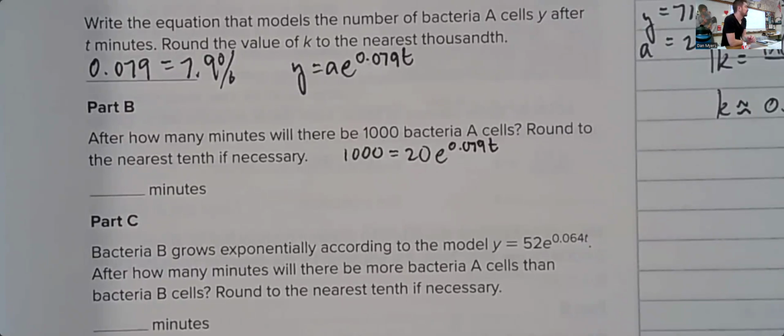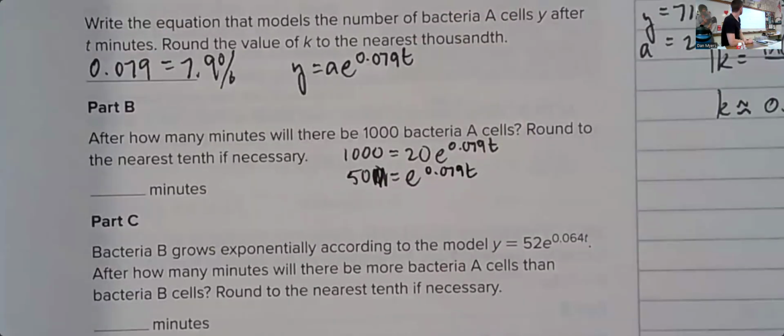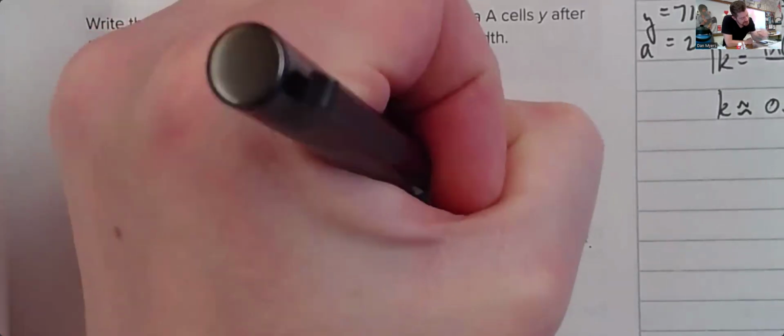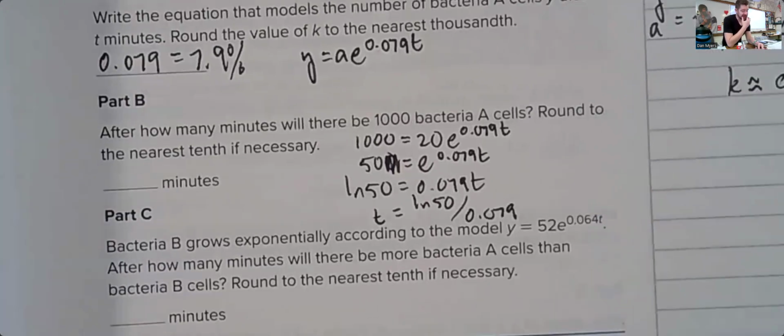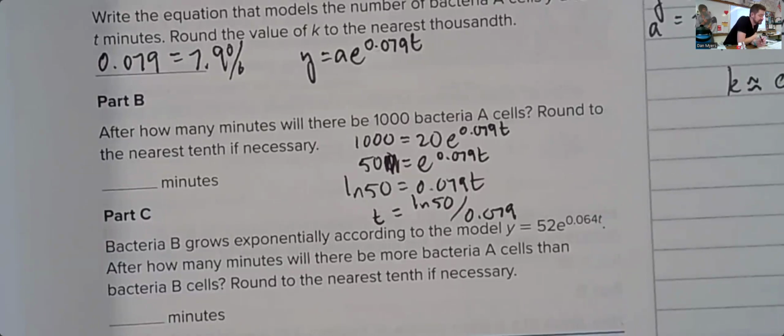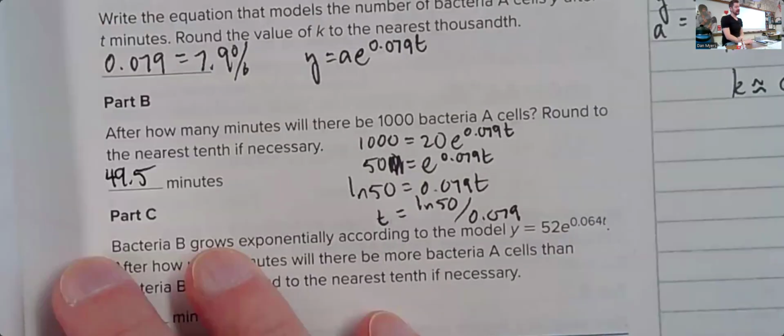All right, what's 1,000 divided by 20? Okay, 50. Equals e to the 0.079 t. So then we're going to get ln 50 equals 0.079 t. So that means that t is going to equal ln 50 divided by 0.079. Round to the nearest tenth if necessary. How long is it going to take? Yeah, about 49.5 minutes. 49.5. Cool.